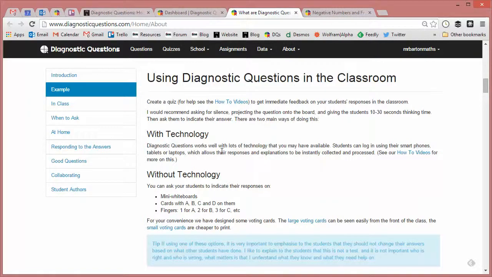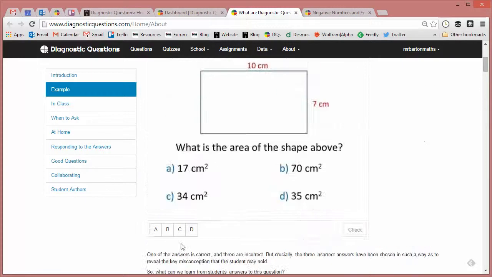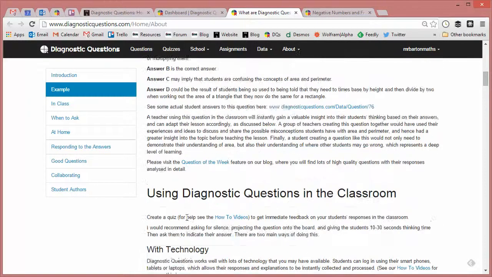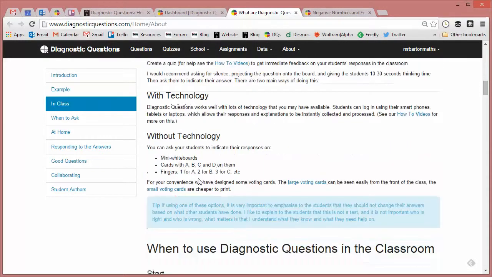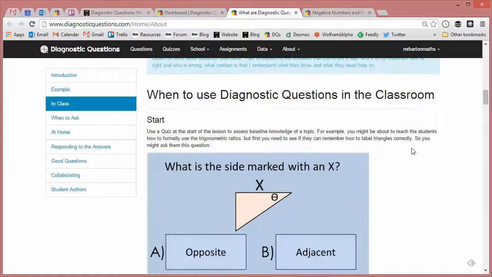Because every time they answer a question, if I just go up to this one, they're prompted to give an explanation why, to give you a greater insight into their thinking. Or nothing wrong with doing it without technology. For many years I've used these with mini whiteboards, ABCD cards, or simply fingers, 1 vote for A, 2 for B, 3 for C, and so on. And we've provided some large and small voting cards if you want to print those out to use those without technology. But when should you actually use diagnostic questions in the classroom?